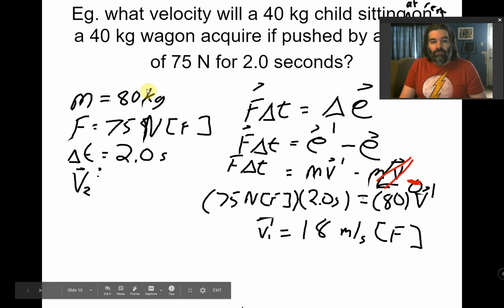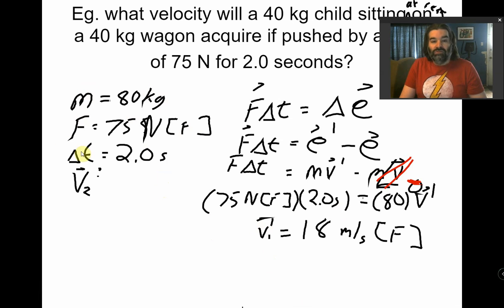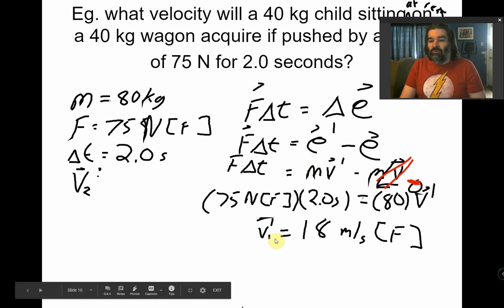So write out what you know. The mass of the kid is 80. The force is 75 newtons for 2 seconds. I want to know what their final velocity is. All right, well, the impulse, force times time, is change in momentum, so it's final minus initial. So it's mv prime minus mv, which is 0 because the kid's at rest. Plug it in. 75 times 2 is 80 v1. Solve. The kid's moving at 18 meters per second forward. A little faster probably than you want your child to be going on a wagon.